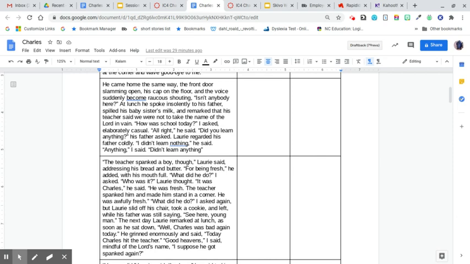He came home the same way, the front door slamming open, his cap on the floor, and the voice suddenly become raucous, shouting, "Isn't anybody here?" At lunch, he spoke insolently to his father, spilled his baby sister's milk, and remarked that his teacher said we were not to take the name of the Lord in vain. "How was school today?" I asked, elaborately casual. "All right," he said. "Did you learn anything?" his father asked. Laurie regarded his father coldly. "I didn't learn nothing," he said. "Anything," I said. "Didn't learn anything."